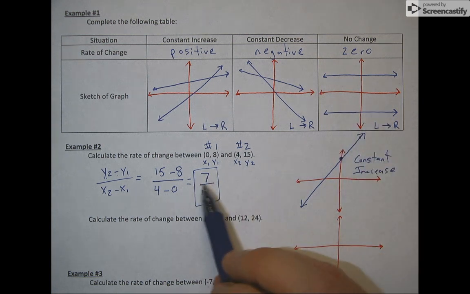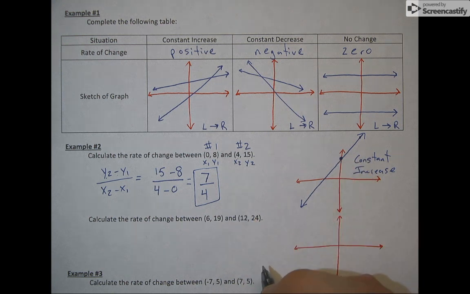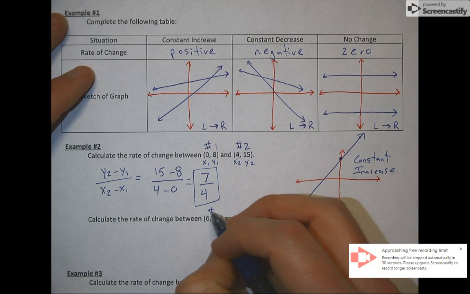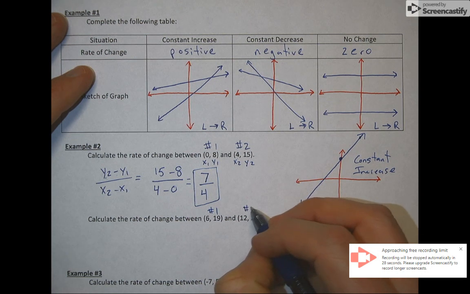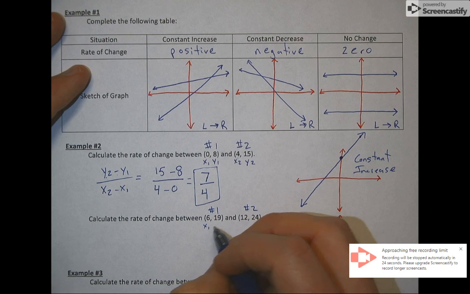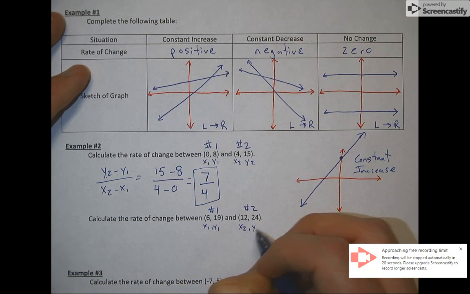Now, if you actually divided, this would be a number more than 1, right? Because 7 is bigger than 4. So any rate of change over 1, that's a pretty big increase. Pretty big rate of change. So let's look at the next one. So we want to find the rate of change between point number 1 and point number 2, x1 and y1, x2 and y2.